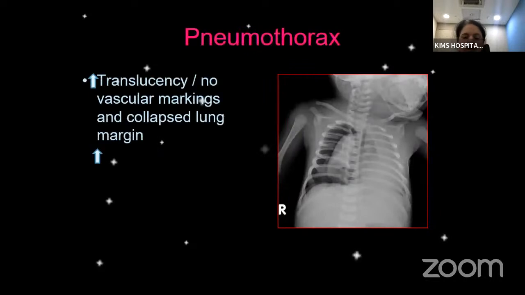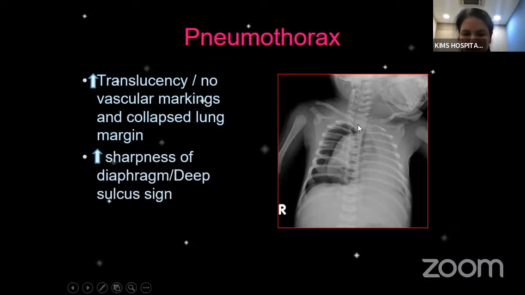Now, pneumothorax is identifiable by the presence of increased translucency around the lungs and characterized by the absence of vascular markings and the presence of a collapsed lung margin. So here is a classical example of a lateral pneumothorax, which is resulting in tension, and there is also significant mediastinal shift. You can appreciate that the area occupied by the air within the pleura is devoid of vascular markings or lung markings.